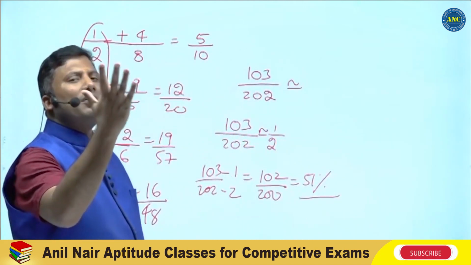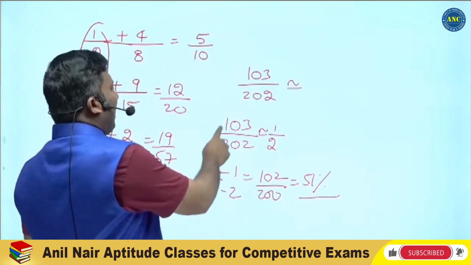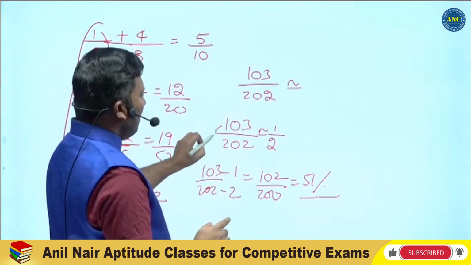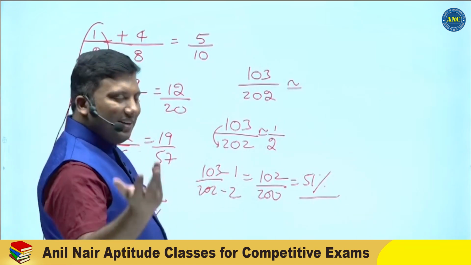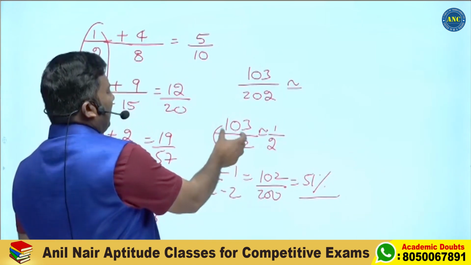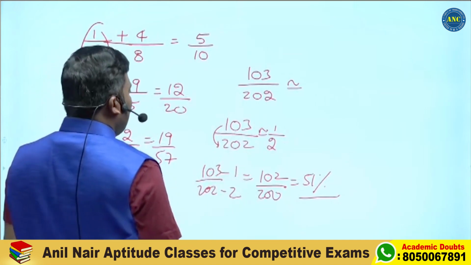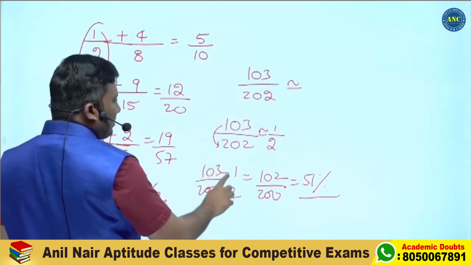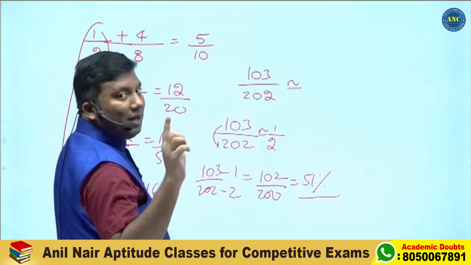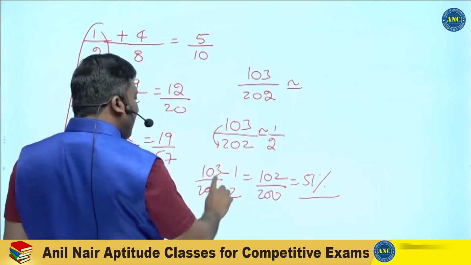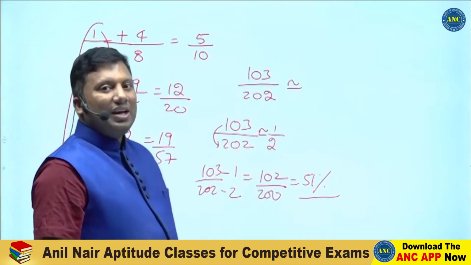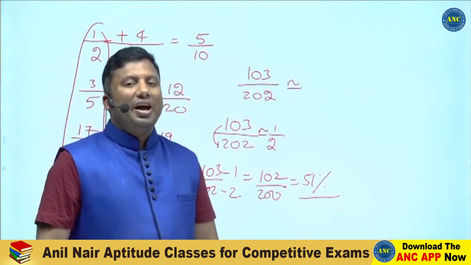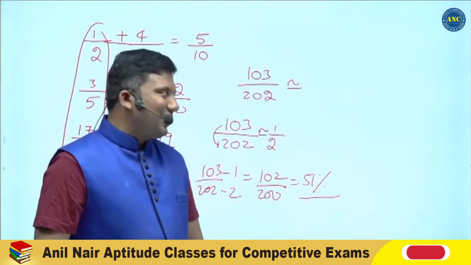Very beautiful way of solving this question. 103 by 202. 103 twos are 206, so it is closely in multiples of 2 times. So if I decrease 2, I want the denominator to be a multiple of 10. If I decrease 2, I have to decrease 1 because it is of the form 1 by 2. I hope the idea is clear.